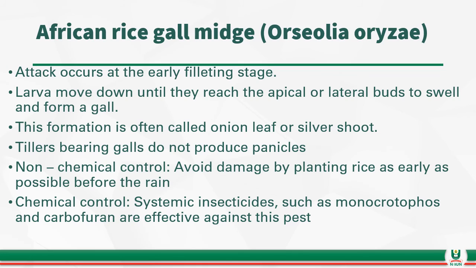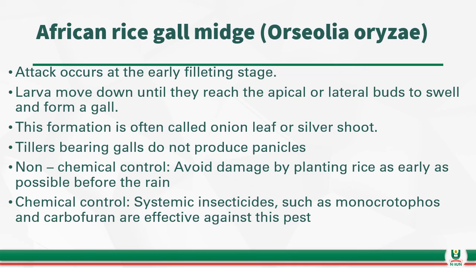What this pest does is that it attacks also at the early tillering stage, and the larvae move up and down until they reach the top, the apical side and or lateral buds, causing them to swell and form a ball. So that's why it's called African rice gall. It forms a ball on the rice, and this formation is often called the onion leaf or silver shoot. So the rice actually tillers, but it does not produce any panicle. That is why it is very, very severe.